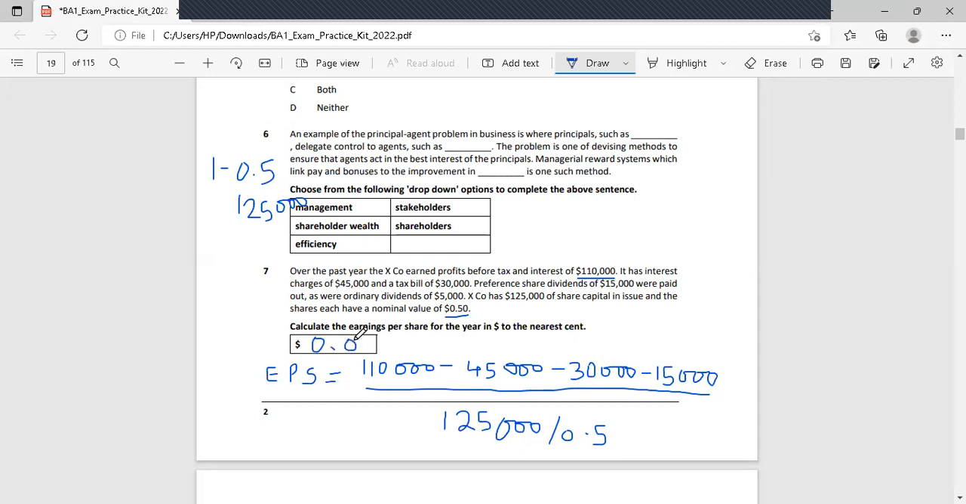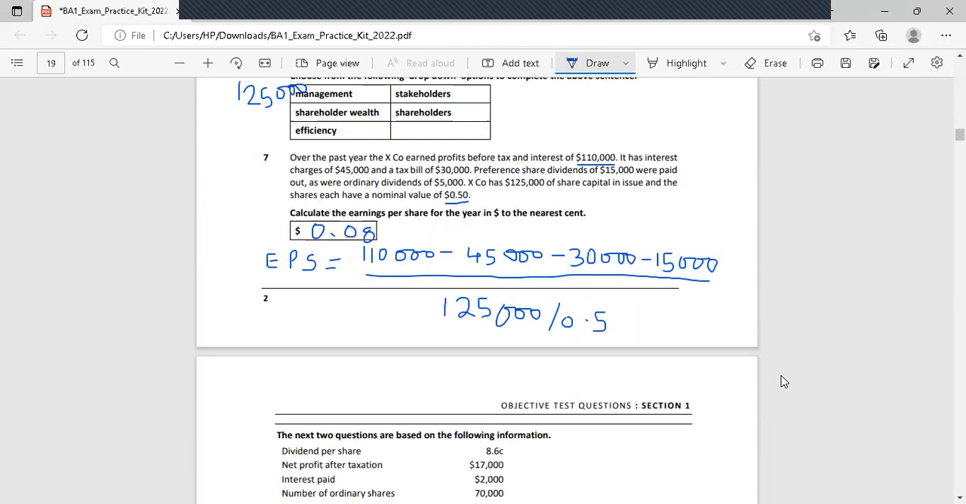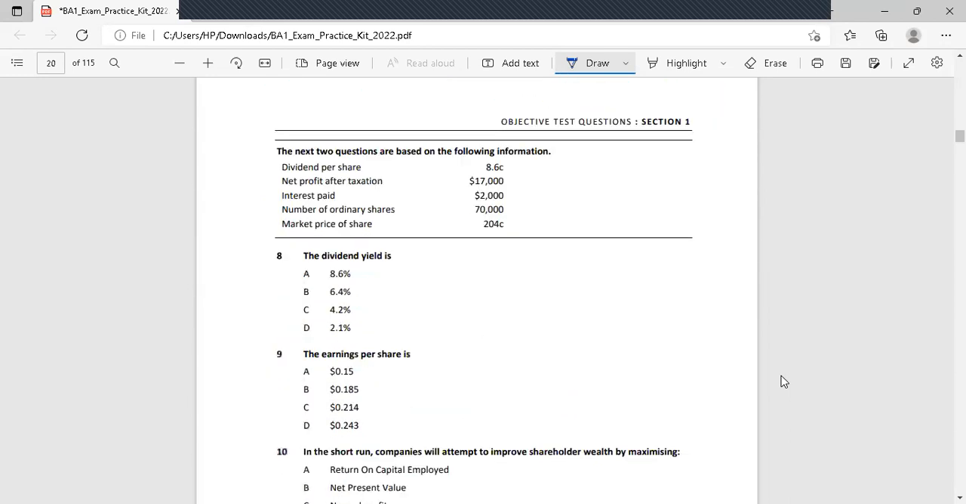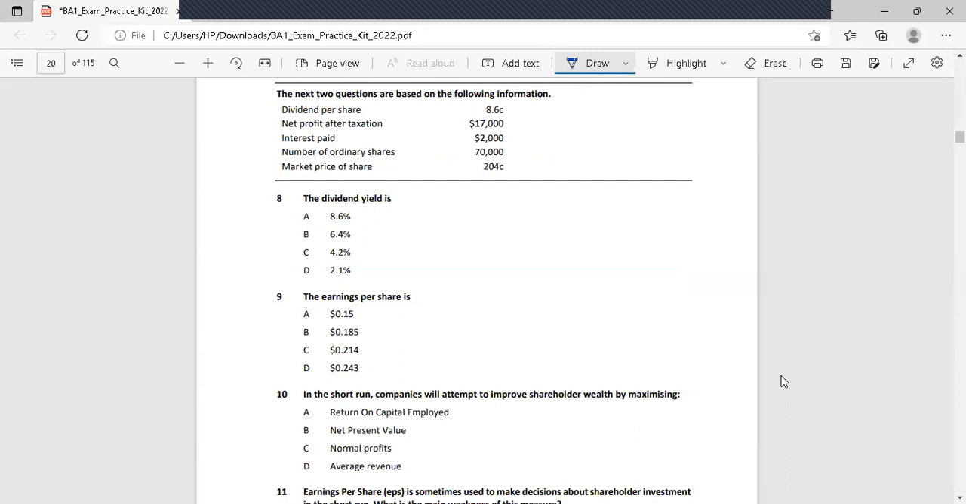Is that so less? 0.08? See, the numerator is 1690. Oh, okay. Let's take up this one.